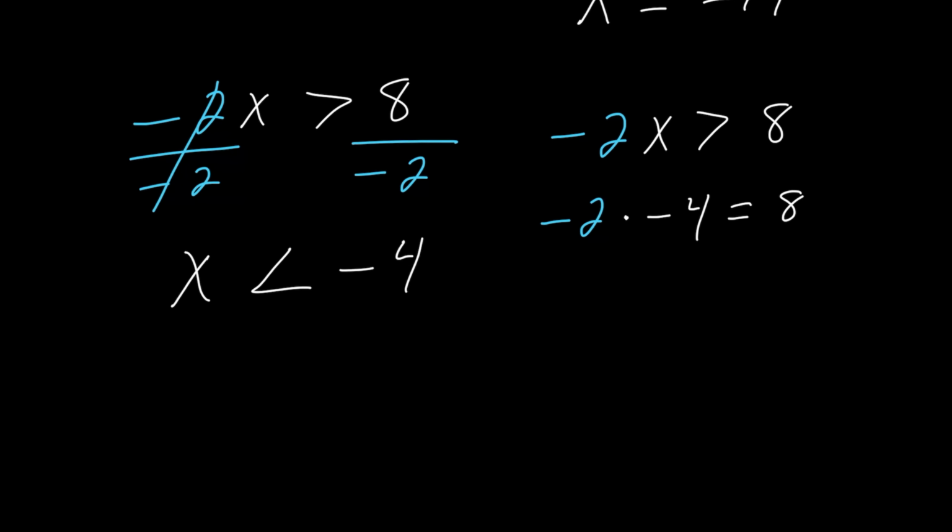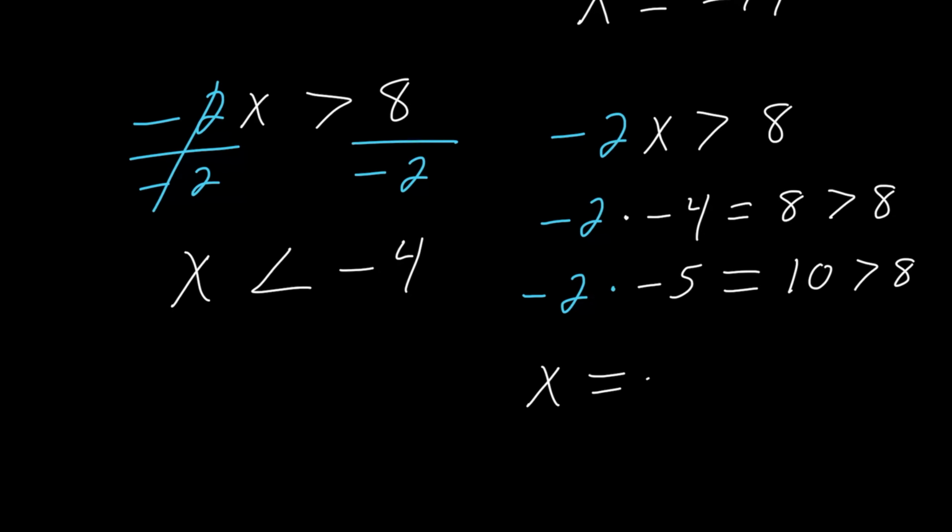Now, is 8 greater than 8? No, 8 is not greater than 8. So we need a bigger negative number. Let's try negative 2 multiplied by negative 5. What does that equal? Negative 2 multiplied by negative 5 equals 10. Is 10 greater than 8? Yes, 10 is greater than 8. So in this instance, our x equaled negative 5.